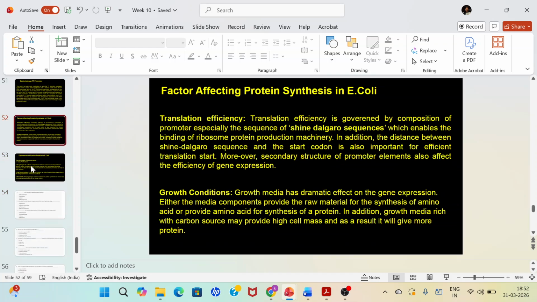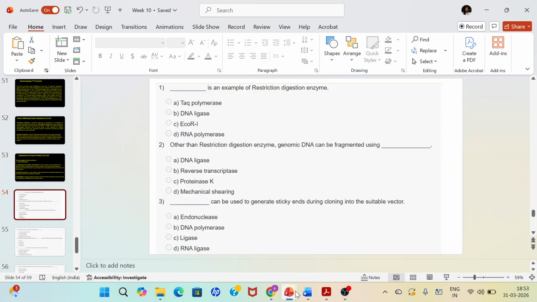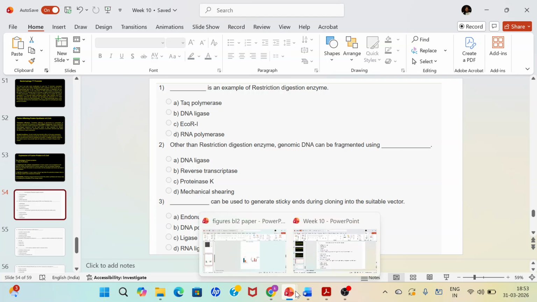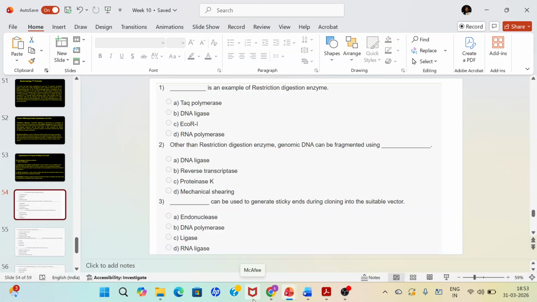This was what we learned in the last week: different kinds of expression systems, different kinds of vectors, how cloning is done, and what factors are required for cloning. Now we'll come to the assignment questions. This will go the way it has always gone. I'll ask you a question and you write the answers in the chat box. No one will speak up the answers. So we'll start with question 1.